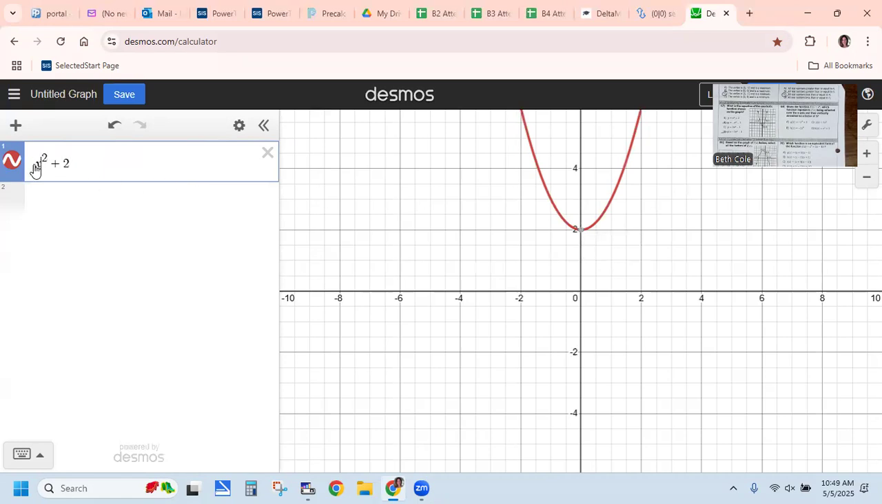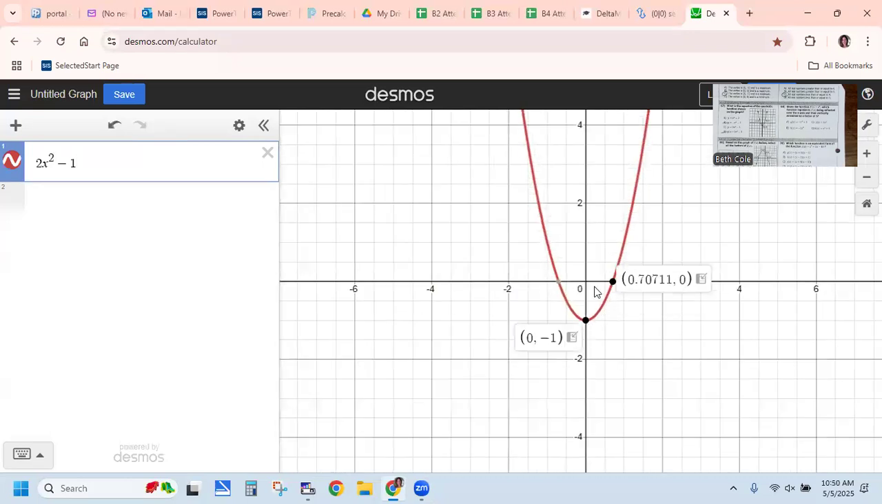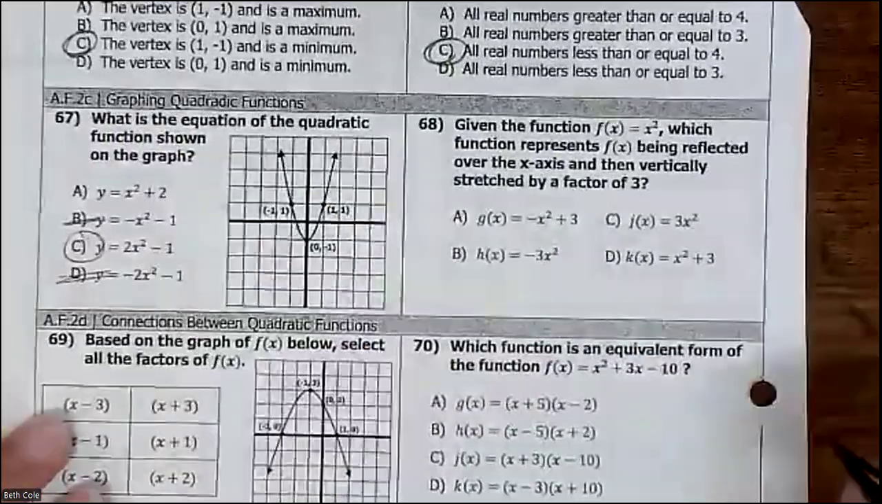It's 2x squared. It's going to stretch it out, like make it taller. And then, what is it, minus 1? Does that look like what's on your paper? You can click on these so that you can, well, those aren't exactly nice whole numbers, but it starts at 0, negative 1. Right, so our answer is C, as in colored.